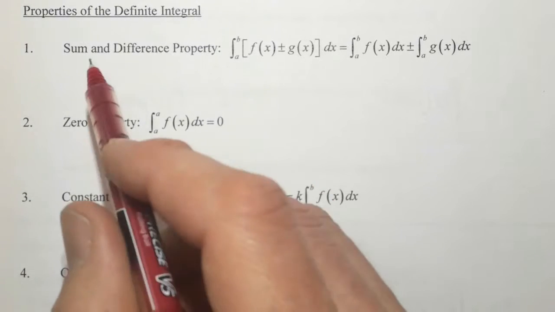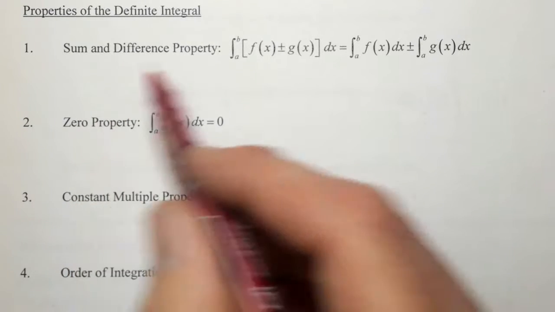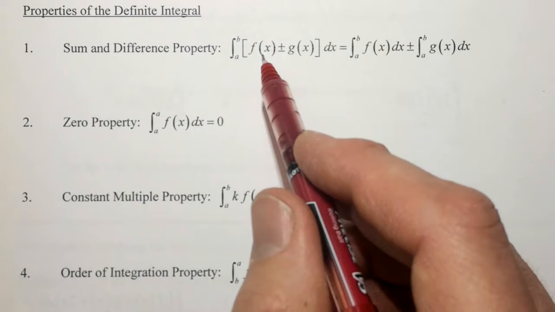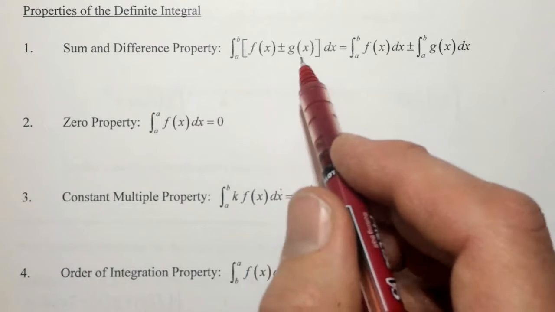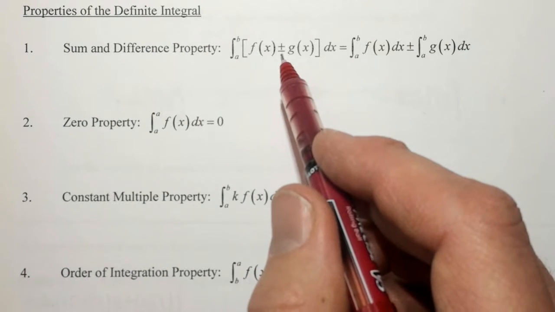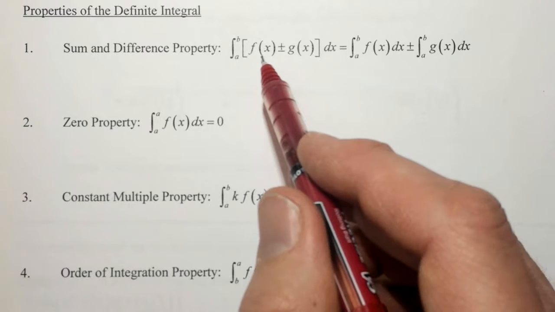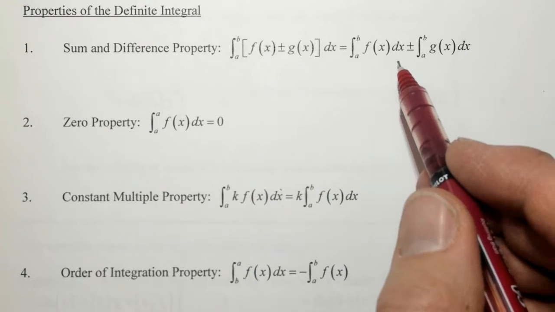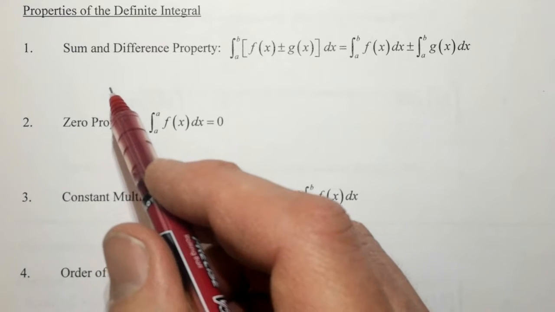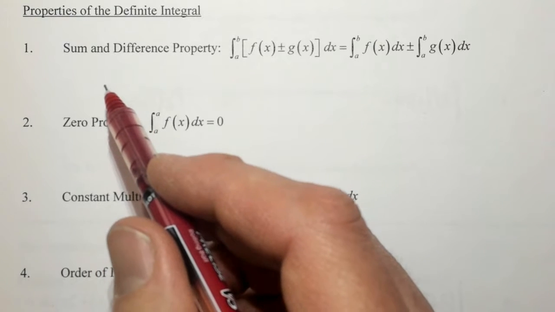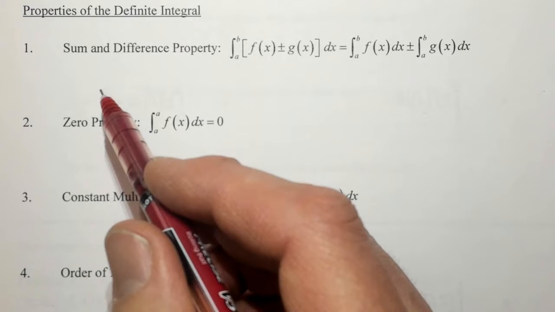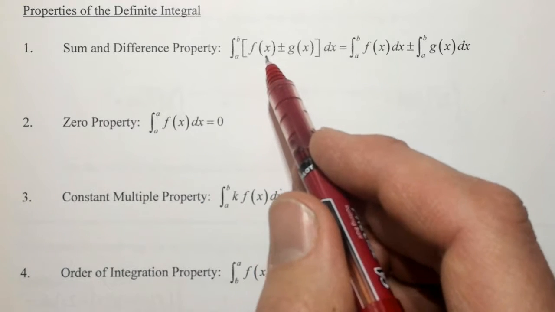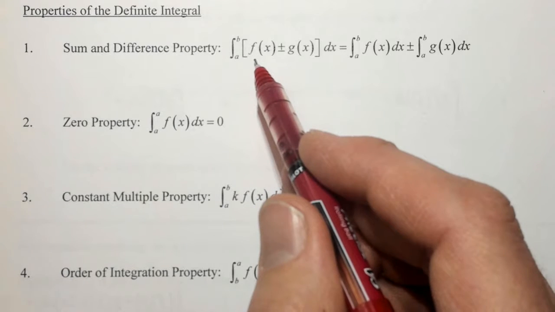The first one is known as our sum difference property, and it basically says that if you're taking the integral from a to b of two or more terms that are separated by a plus or minus, then you are allowed to break it up into two or more integrals. This is similar to our sum difference rule for differentiation: if you have two items connected by a plus or minus, you just derive them one at a time. The same thing can be said for our integrals right here.